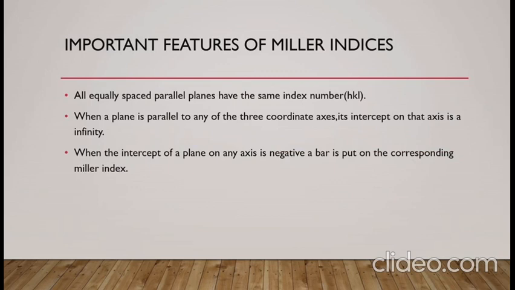There are many important features of the scheme of the Miller indices. All equally spaced parallel planes have the same index number hkl. When a plane is parallel to any of the three coordinate axes, its intercept on that axis is infinity, hence its Miller index for that axis is 0. When the intercept of a plane on any axis is negative, a bar is put on the corresponding Miller index.